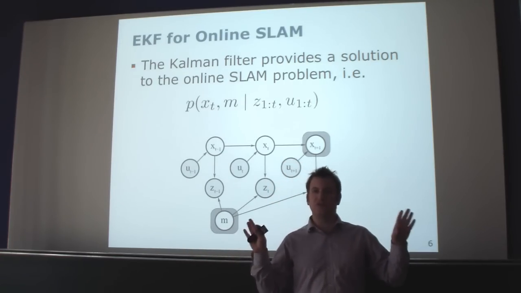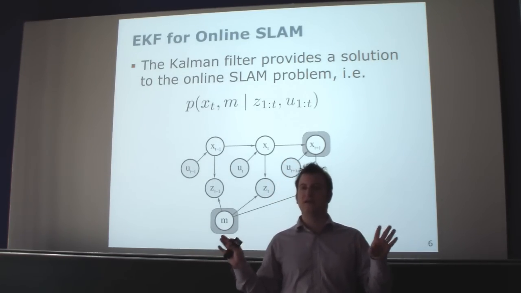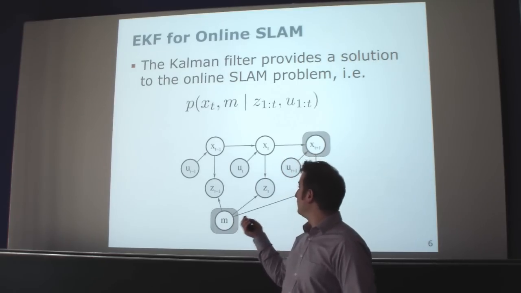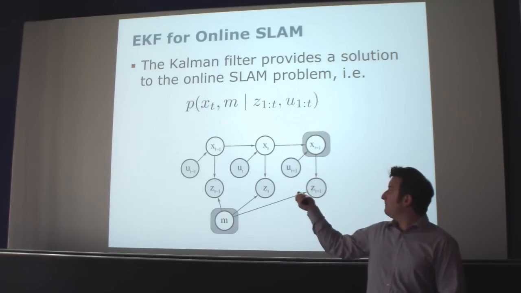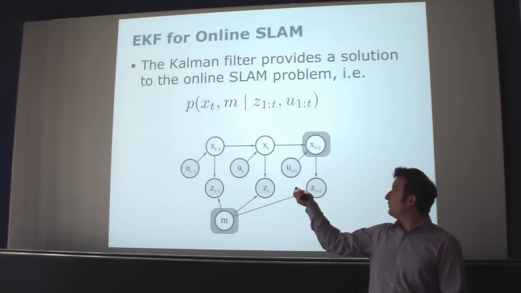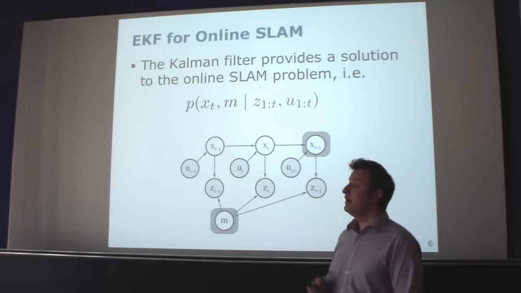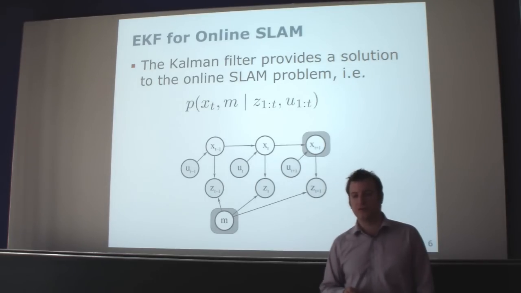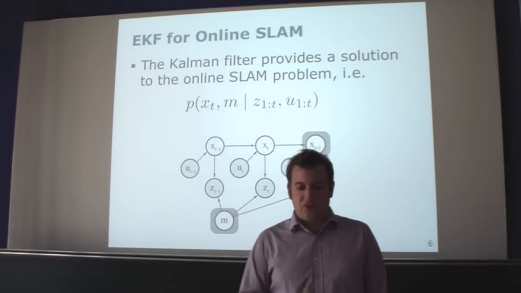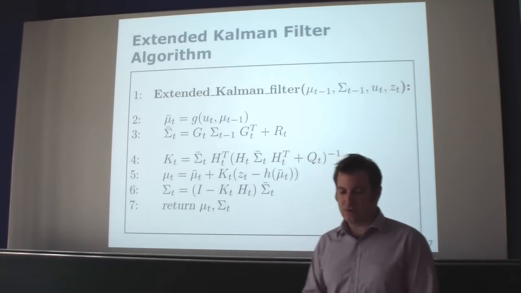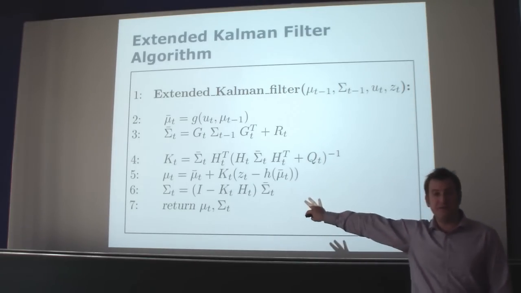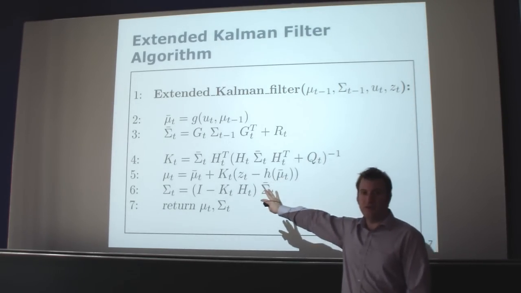Okay, so the distinction is clear. We talked about that in the last two weeks. So the change in the probability distribution is that we are only interested in the variable x_t over here and not x_0 to t, and the map given our observations and the control commands. Just as a very short reminder, the extended Kalman filter algorithm, as we used it last week.